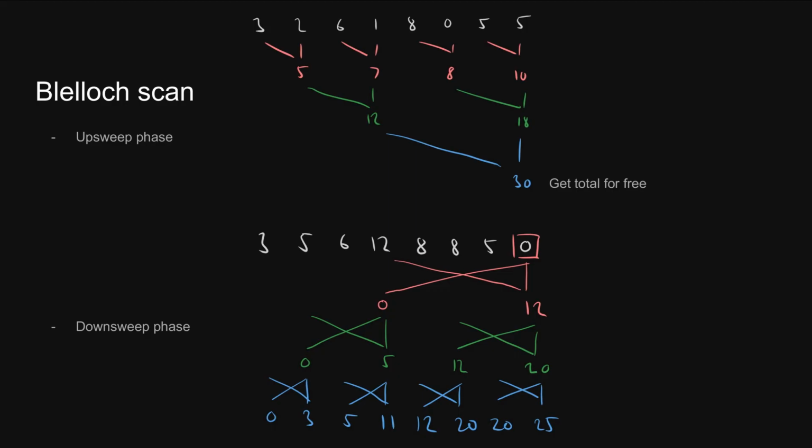The next step is then to replace the last value of the list, which was the total, with 0, and then we begin the downsweep phase. For the first pass of the downsweep phase, you take the last number and the middle one, and you store the sum of them on the right and the rightmost one on the left. So here we store 12 plus 0 to the right to be 12, and 0 on the left.